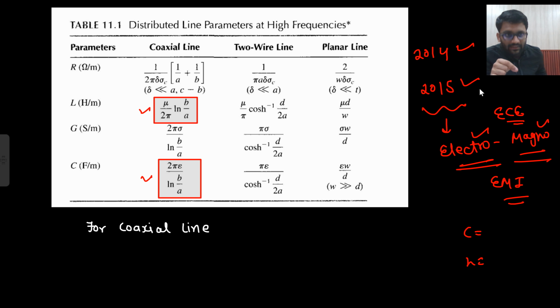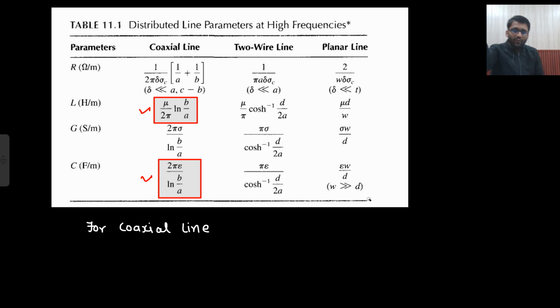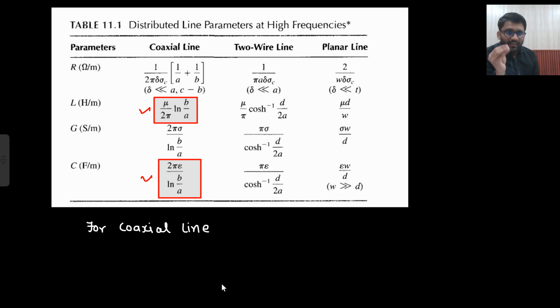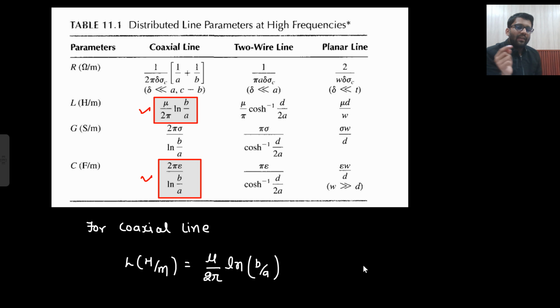But still, if it is asked, I cannot say 100%, but there is a higher chance that they will ask only the L value or C value for coaxial line. So what are you going to remember? You are going to remember only two formulas out of all these formulas. For coaxial transmission line, the value of inductance, in Henry per meter obviously, is mu upon 2 pi into ln b by a, and the value of capacitance in farad per meter is 2 pi epsilon upon ln b by a.